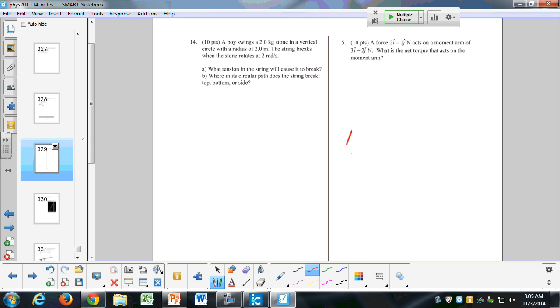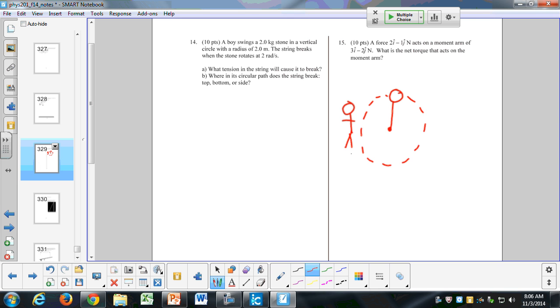So this is what we have. We have this little boy, and he's swinging a stone around in a vertical circle like this. If you swing it fast enough, then eventually that string will break because the force required to move it into a circular path will exceed the maximum allowed tension in the string. So if you swing it fast enough, or if you have a mass that's big enough, the string will break. And this says that the string will break when the stone rotates at 2 radians per second.